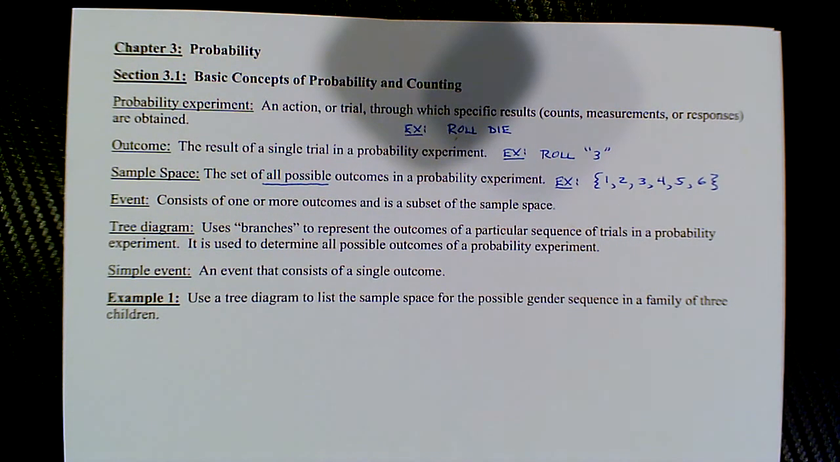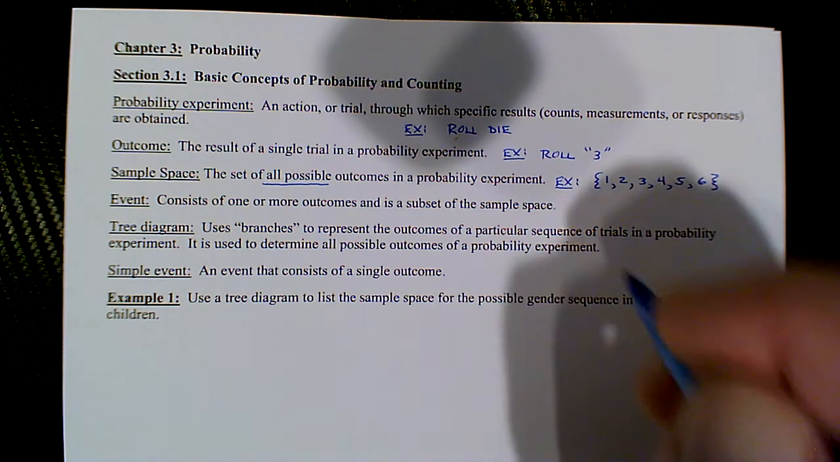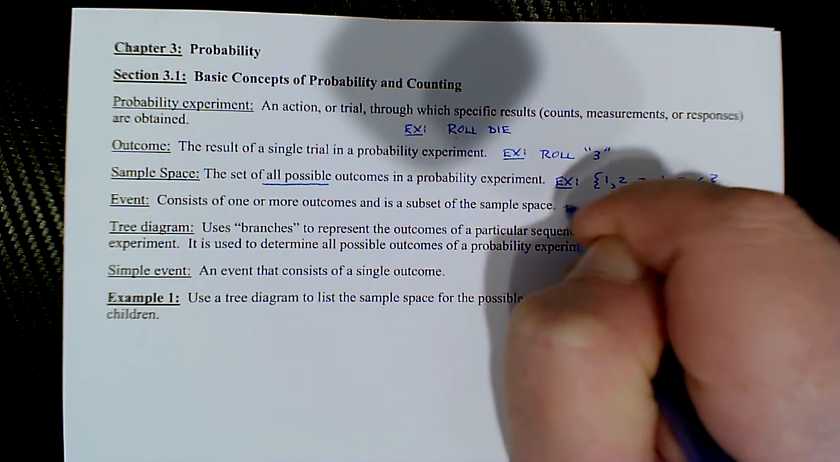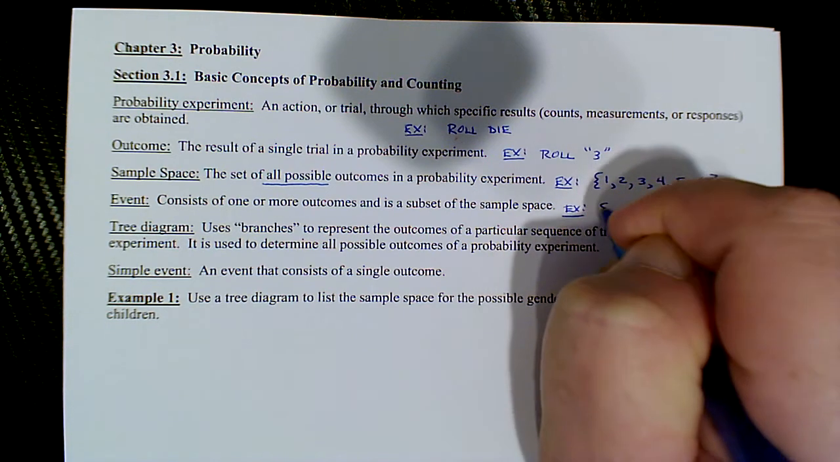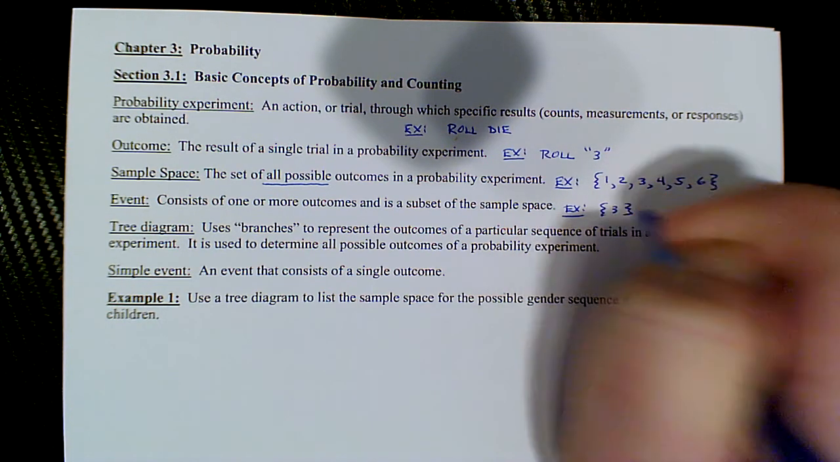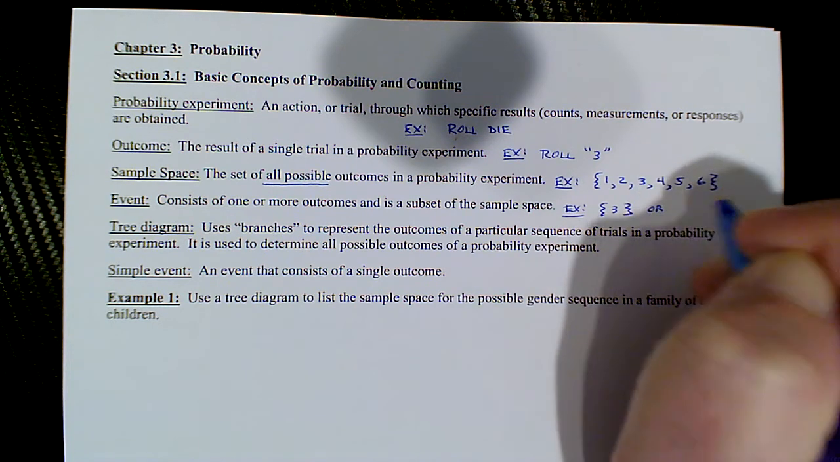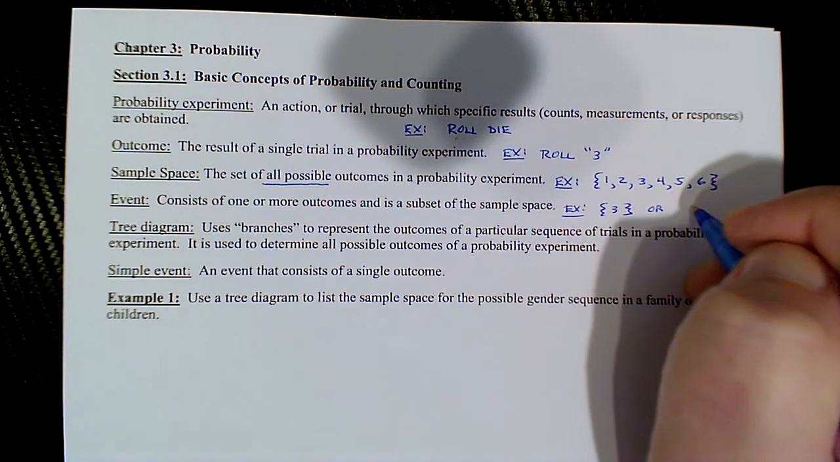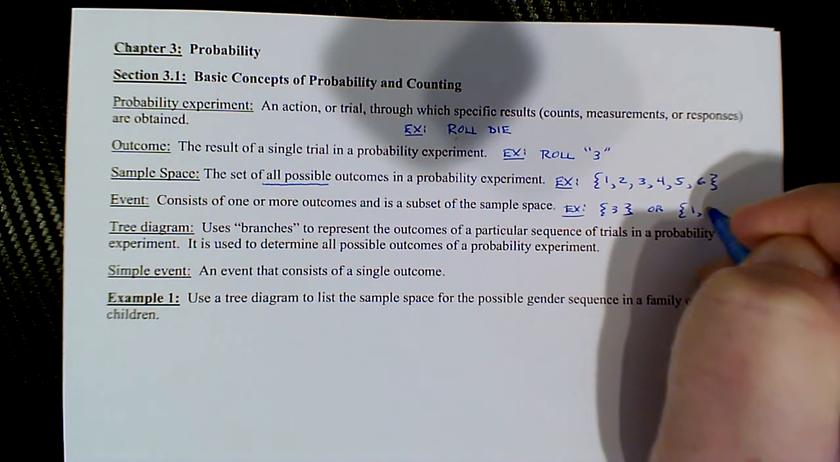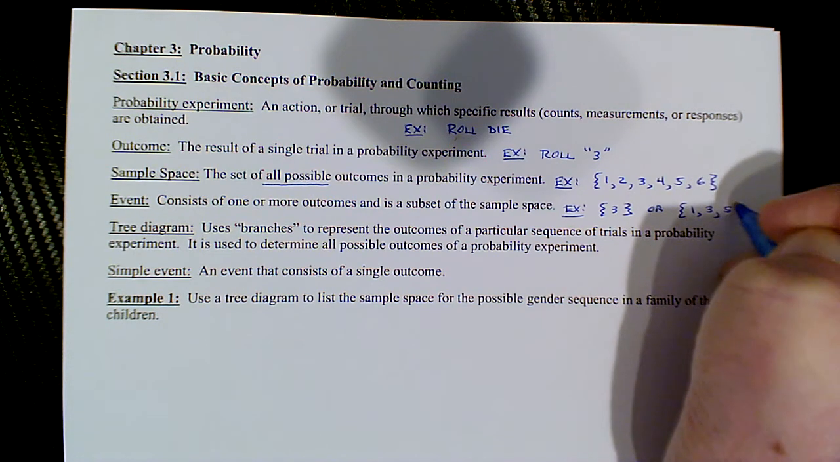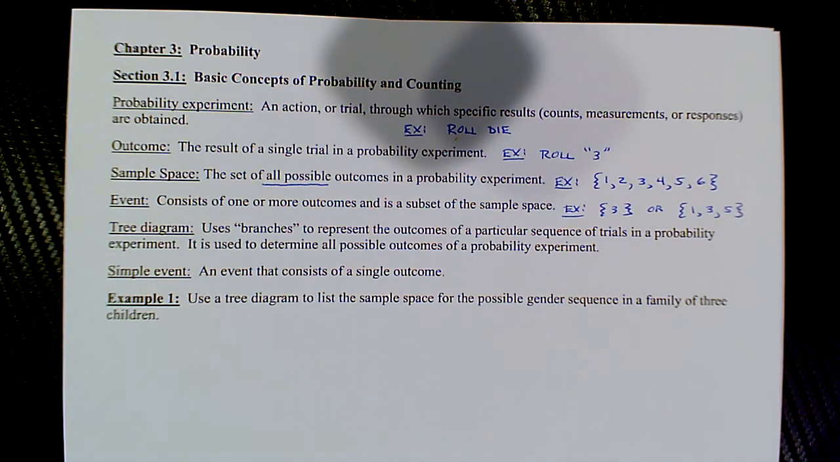An event consists of one or more of the outcomes, and it is a subset of the sample space. So some examples, maybe you're looking to roll a 3, for example. So the event might be rolling a 3. Or maybe the event is rolling a number that's odd. So it would consist of the 3 outcomes, 1, 3, and 5.